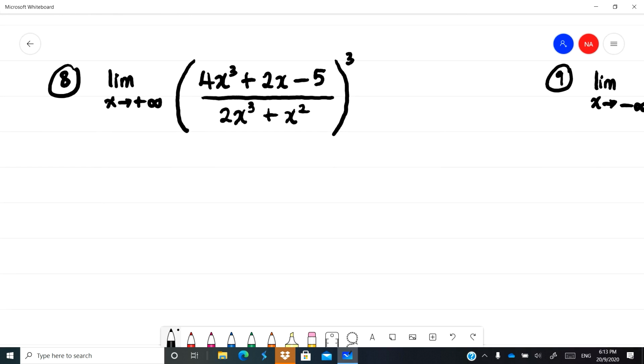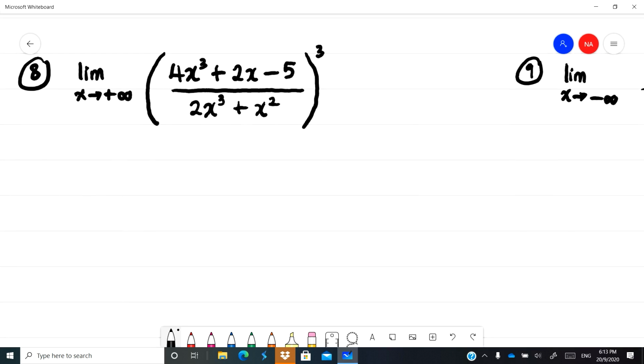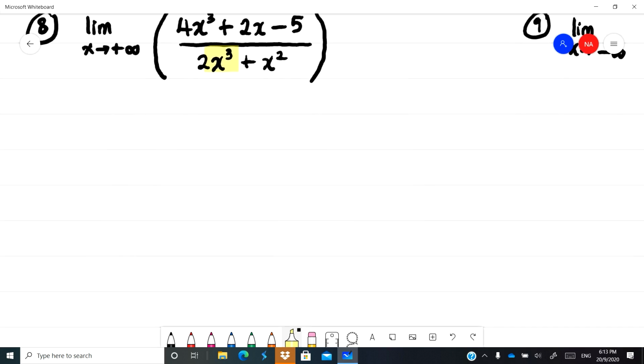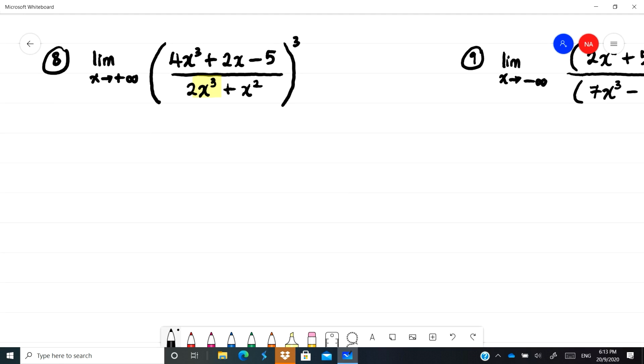Number 8. What if you have a limit where we have the power of 3 outside? Never mind, just look at your denominator here. This is the highest power of x, so we're going to divide every term by x to the power of 3. Limit as x approaches positive infinity of 4, every term divided by x to the power of 3, plus 2x over x to the power of 3 minus 5 over x to the power of 3.